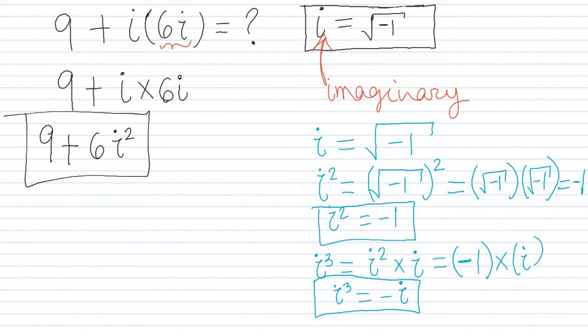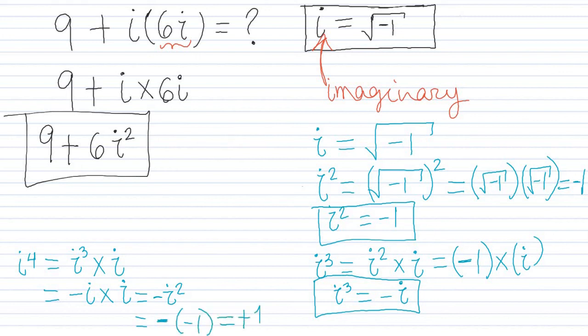So if we do i to the fourth, i to the fourth is simply i cubed multiplied by i. So i cubed, we saw to be negative i. So you have negative i multiplied by i, and negative i multiplied by i is the same thing as negative i squared, and negative i squared is the same thing as negative negative 1, so that is positive 1. So i to the fourth is positive 1.